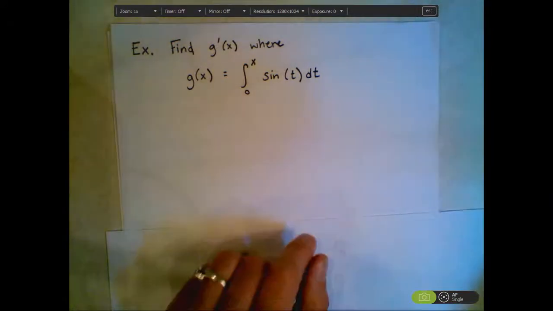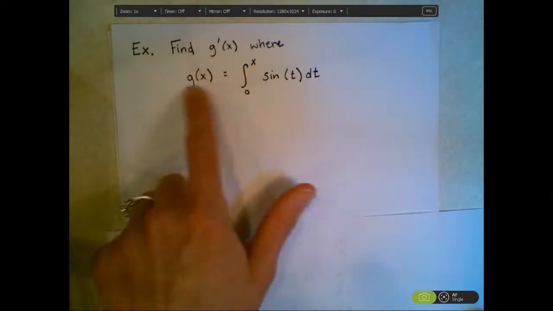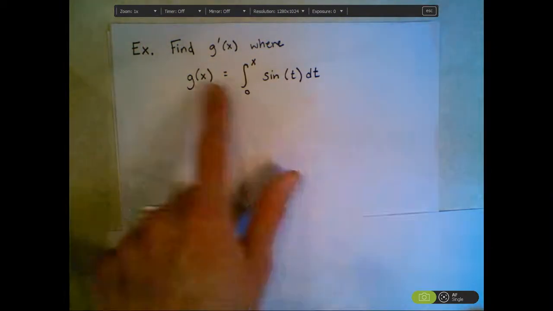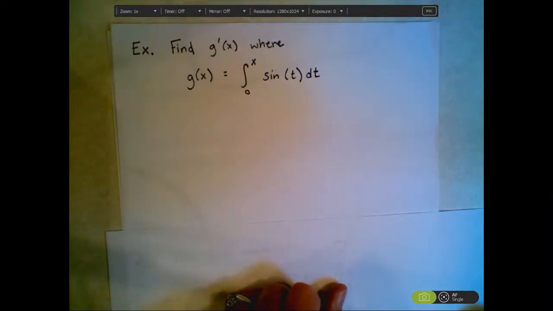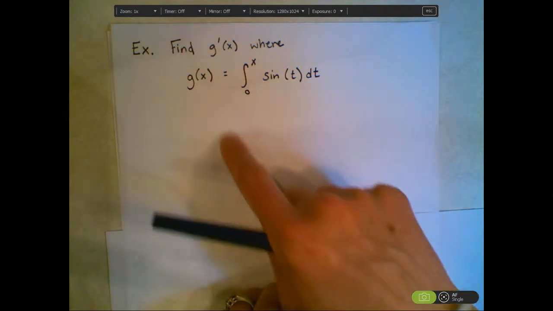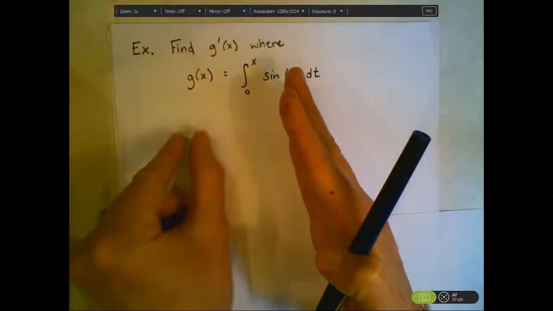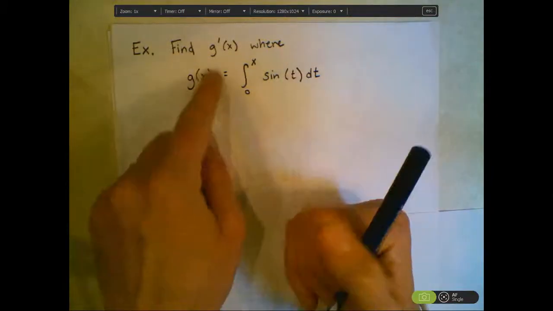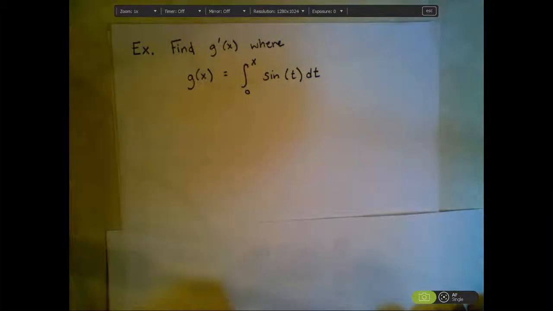In this case, we're asked to find the derivative of g, where g is a cumulative area function. g is the integral from 0 to x of sine of t dt. So I'm thinking if this is my derivative, if I wanted to, I could graph sine x. I could picture how x increases, how those pieces of area increase, and then I could estimate what my g function looks like, and then take the derivative of that.